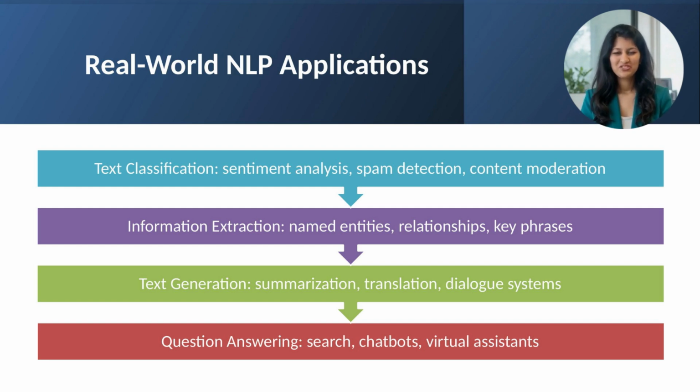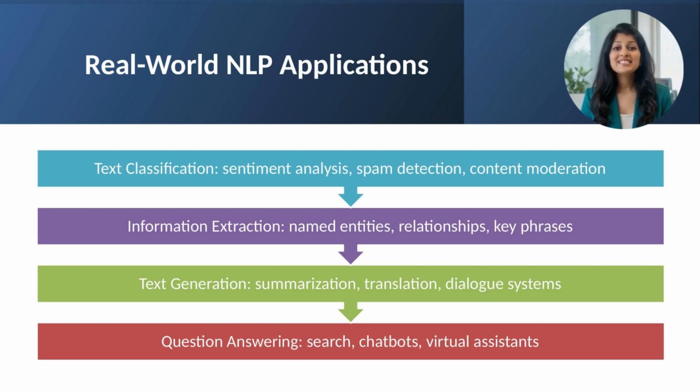Text generation produces new text. Summarization condenses long documents to key points. Machine translation converts between languages. Dialogue systems power chatbots and virtual assistants. Content generation assists writing. GPT-style models excel at these tasks, producing fluent and contextually appropriate text.